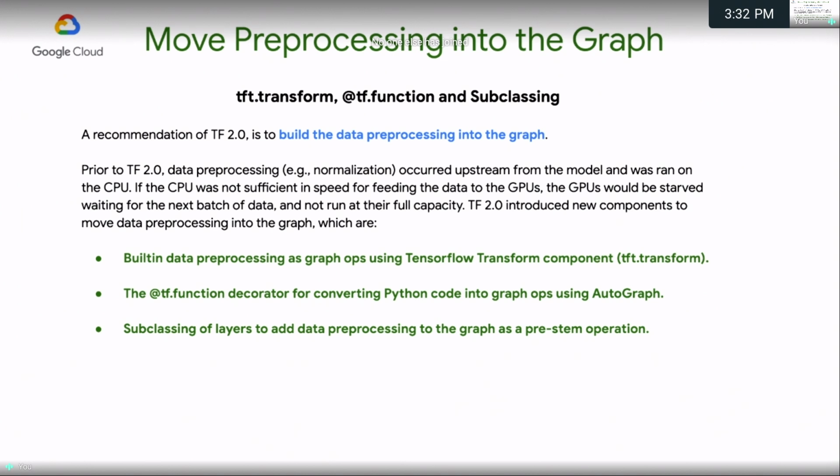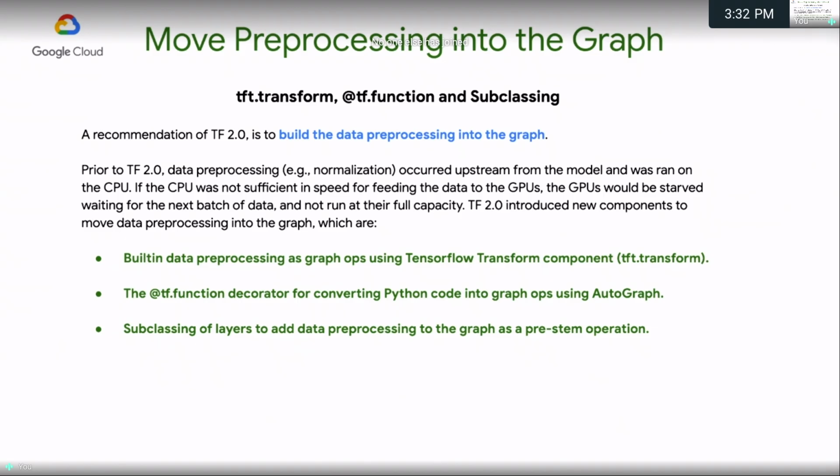Prior to this recommendation in TF 2.0, generally we did our data preprocessing upstream from the model. If you're not familiar with data preprocessing, it would be like your feature engineering, your normalization for an image, things like that. It's really to say, how do I take my data from its native format and get it into a machine learning ready format that can be fed into the model during training.